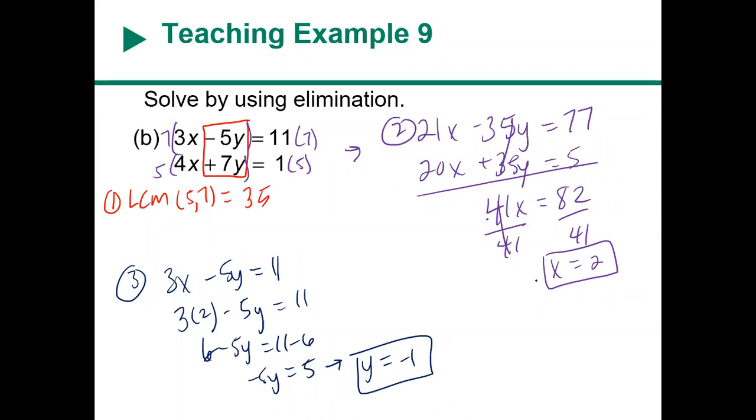Okay, I can check myself if I'm not confident, plug both values in. So 2 goes in, 6. 6 plus 5 is 11, checks out. 2 goes in, that's 8, -1. 8 minus 7 is 1, all checks out. So my solution is 2, -1. This should look very, very familiar. Should not be your first time seeing this.